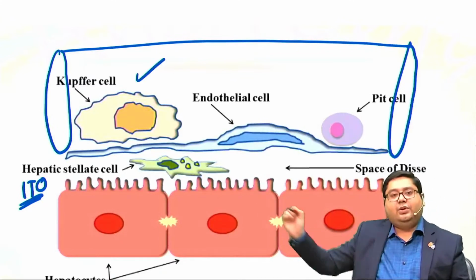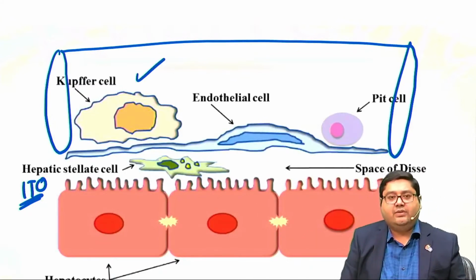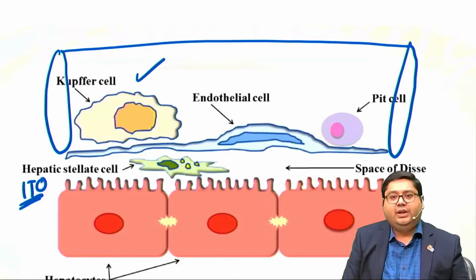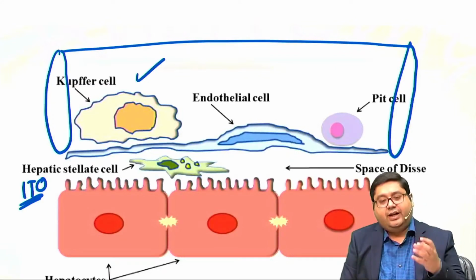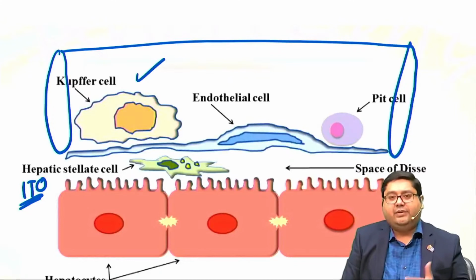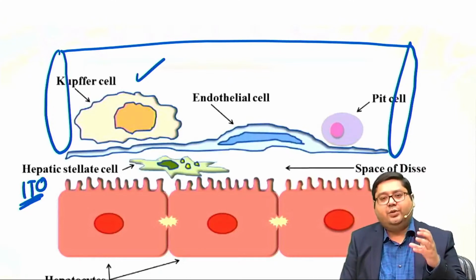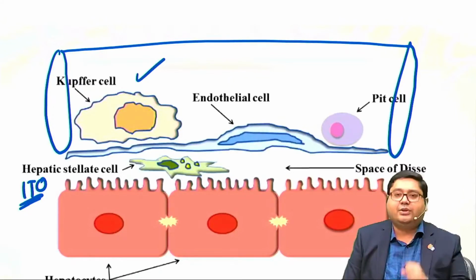Now, what is the role of the Ito cells or the hepatic stellate cells? They will be involved in fat storage and fat soluble vitamin storage. And what is their pathological role? They are involved in the formation of fibrosis. They will produce the fibers, right?